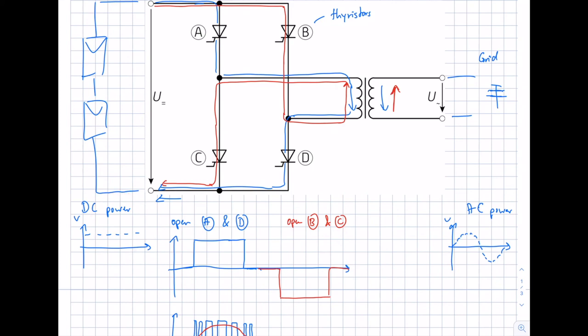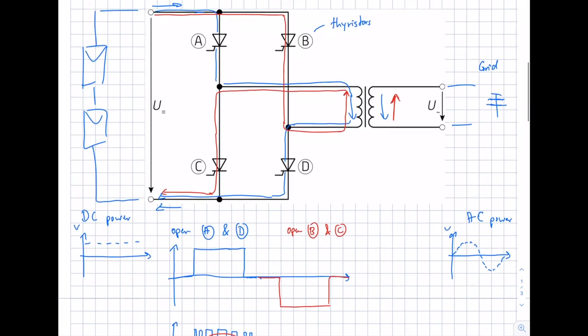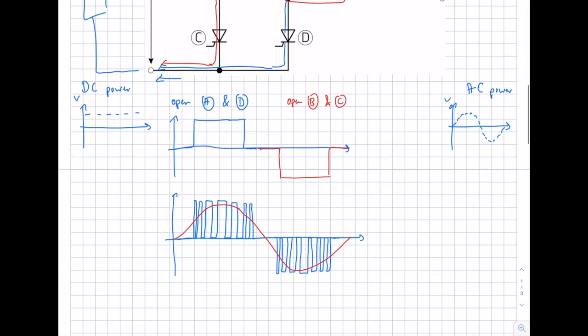But I think you got the main idea how to transform this DC power signal we get from our PV generators to the AC power signal, by just using these thyristors and opening and closing them very fast with a high frequency. We get a sinusoidal AC power signal.